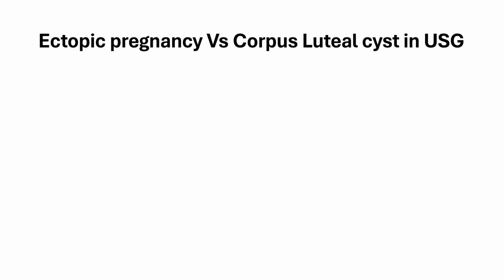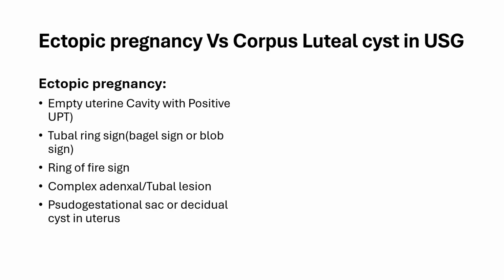Let's summarize the differentiating points of ectopic pregnancy and corpus luteal cyst. First, in ectopic pregnancy, what we see is an empty uterine cavity with positive UPT. This could be a weakly positive UPT or serum β-hCG positive. Tubal ring sign, as we have seen in the image, bagel or blob sign, ring of fire sign. A complex adnexal or tubal lesion can also be seen in the case of ruptured ectopic, and a pseudo-gestational sac or decidual cyst can be seen in the uterus in case of ectopic pregnancy.